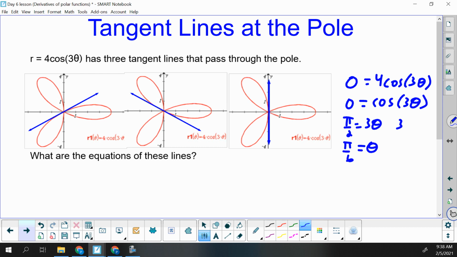Next, we're going to do 3 pi over 2 is equal to 3 theta. We'll divide the 3 over, and we get pi over 2 is equal to theta. So that's another one that we're going to work with.